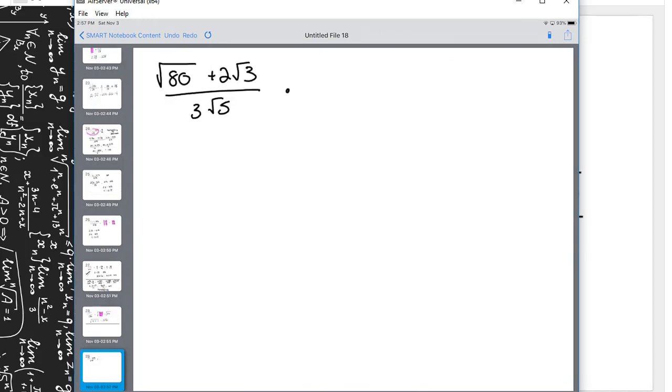This one is a little more complicated. I would use rationalizing the denominator. So I'm going to multiply the top and the bottom by that root in the denominator. So just root 5, not 3 root 5. And then again, distributive property. So root 80 times root 5 is root 400. Root 5 times 2 root 3 is 2 root 15. All over 3 root 25.